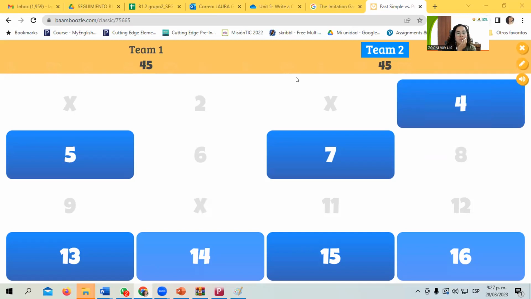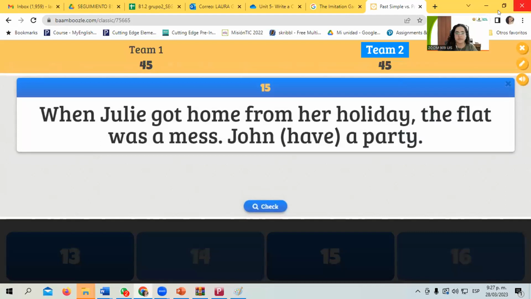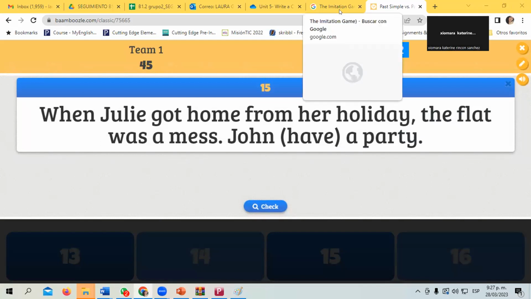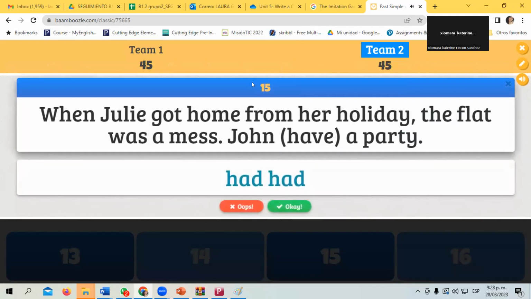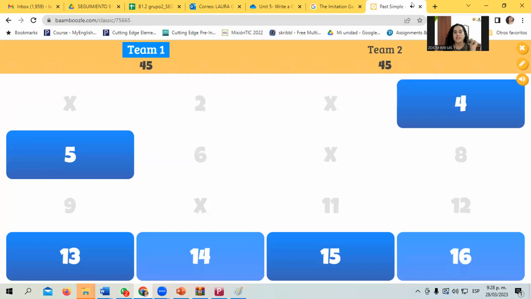Okay, for group 1, let's go with Xiomara. Number 7. Okay. When Julie got home from her holiday, the flat was a mess. John had a party. John had a party? Yes. All right, let's check. John had a party. Había tenido una fiesta. Después de que ella volvió a casa, la casa era un desastre, John había tenido una fiesta. No points in this case.